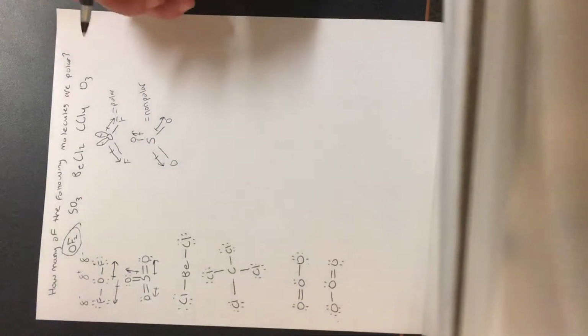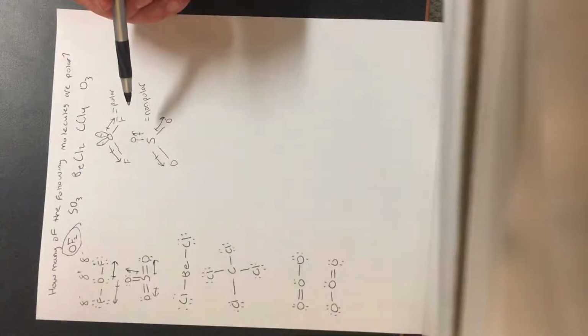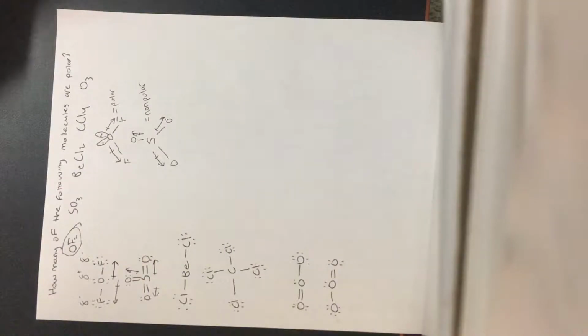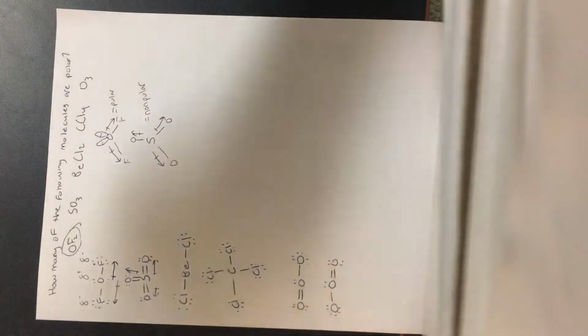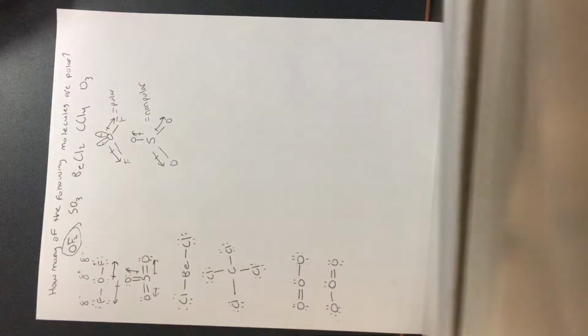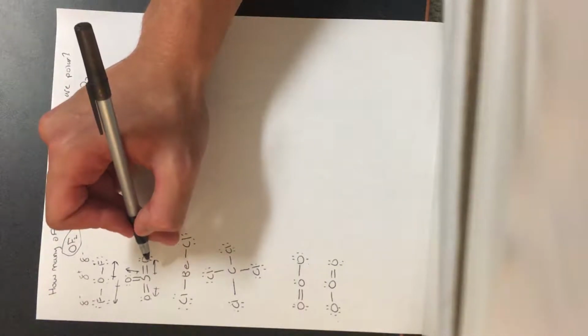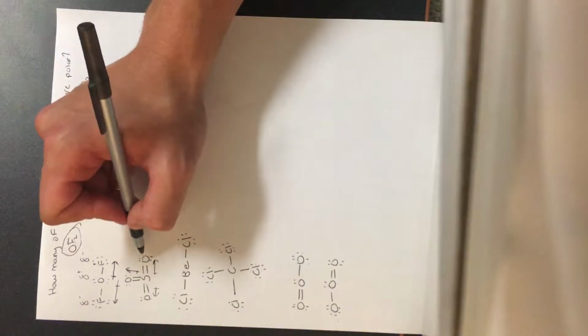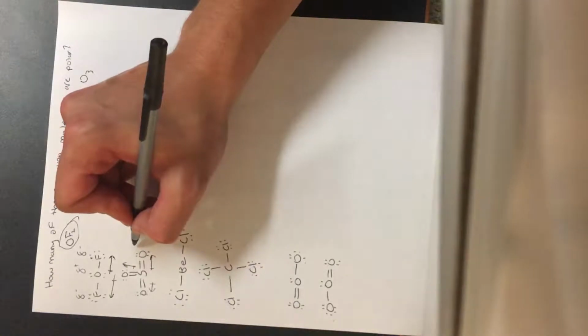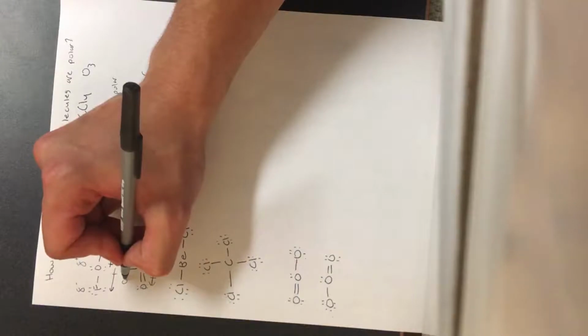BeCl2. Okay, so let's go back to SO3. I forgot to draw the partial charges. I'm sorry. So, going back, since the dipole is going this way, oxygen must have a slightly negative charge as compared to sulfur. So, let's draw those in. Oh, shoot.